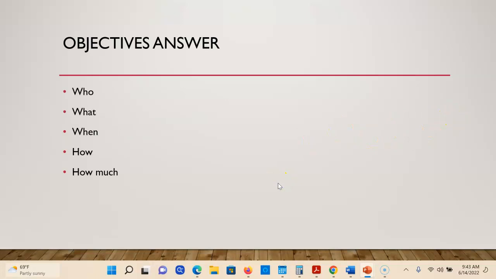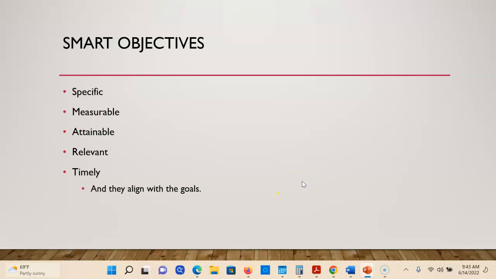There are two ways that people learn to write objectives. One way is that an objective should always answer the questions: who will do what, by when, how will they do it, and how much will be accomplished. The other way is to talk about SMART objectives. SMART objectives are specific, measurable, attainable, relevant, and timely. And of course, whether you learn it one way or the other, your objectives must always align with your goals.